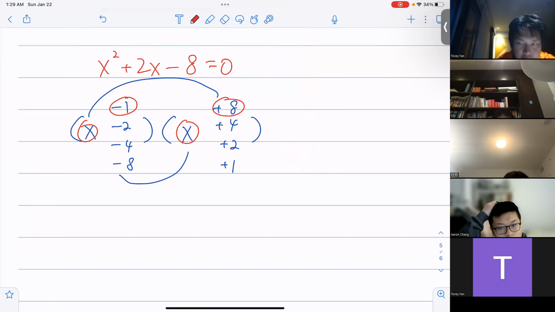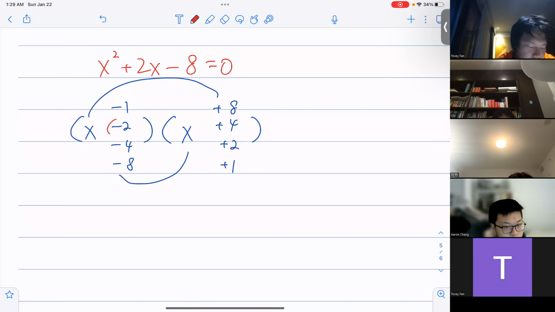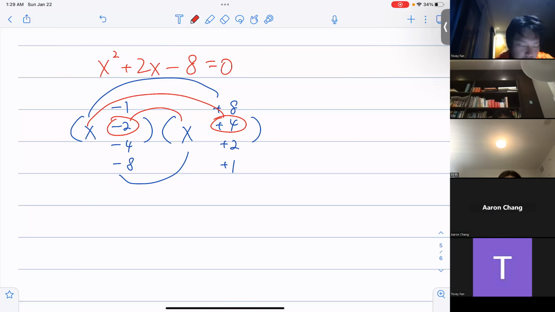It will be x minus 1, x plus 8. And so on and so forth. You can try different ones. If you try the second group, that's gonna be -2x and then plus 4x, and that means the middle part should be a +2, and there we go. x minus 2, x plus 4, that's the correct answer.